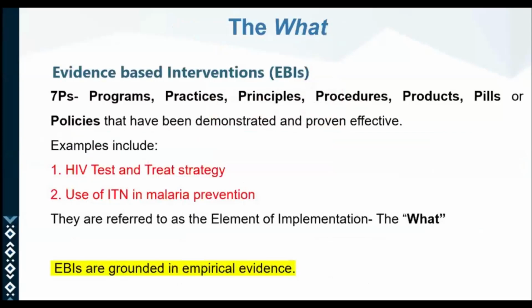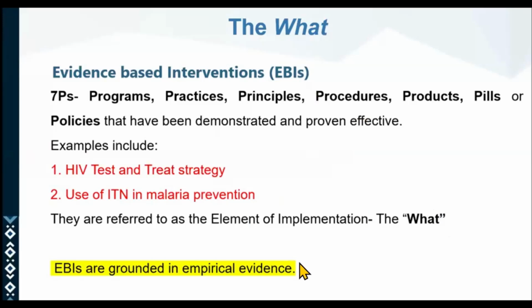Here we have the evidence-based intervention, what we call the EBIs. The EBIs are summarized into 7 Ps. There are programs, practices, principles, procedures, products, skills, or policies. These are things that have been proven to be effective. In our case, we have a product, which is the mosquito net. It has been shown that use of the mosquito net effectively reduces malaria, prevents malaria, let me say. So they're referred to as the what or the element of implementation.